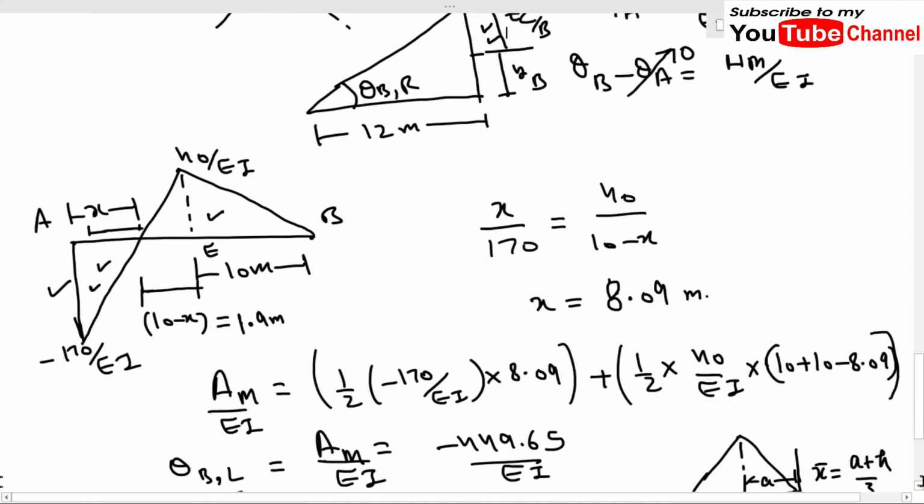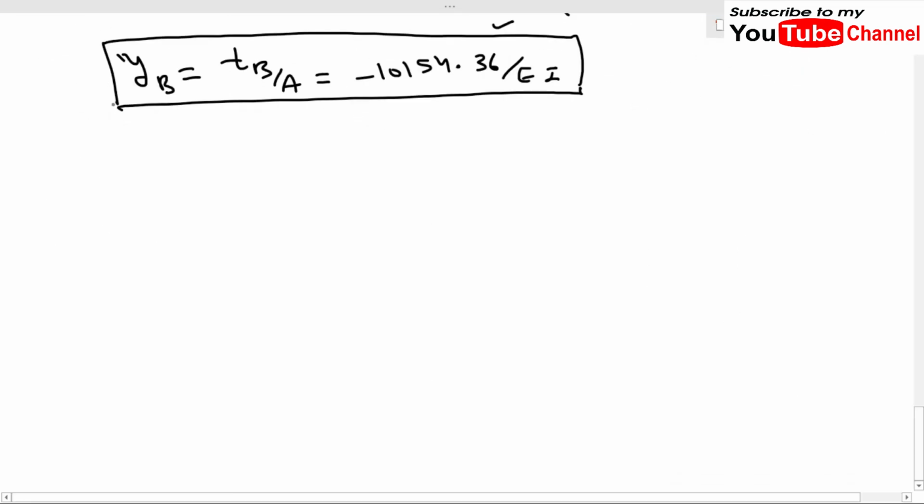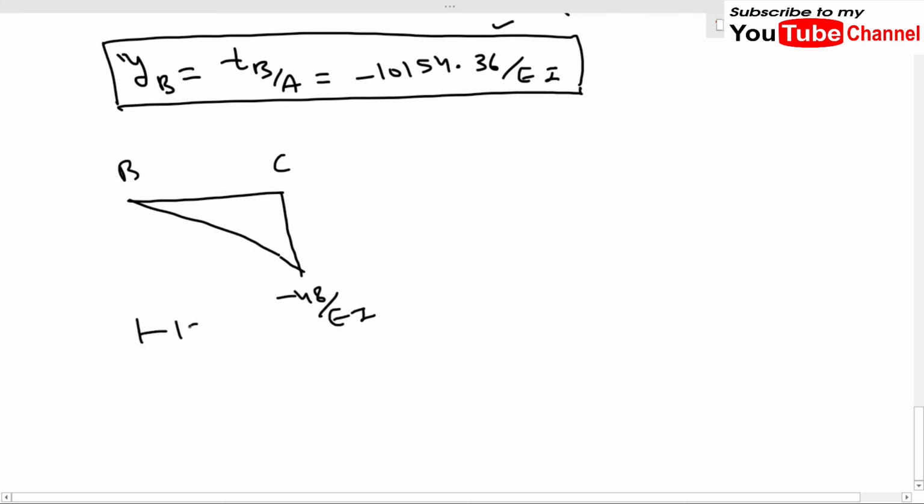So let me find out the value of TC over B. For the portion of TC over B, we will take this value. Sorry, this is B and this is B. We only need this area of the M by EI diagram, and this value is minus 48 upon EI, and this length is a total of 12 meter, and this is minus.